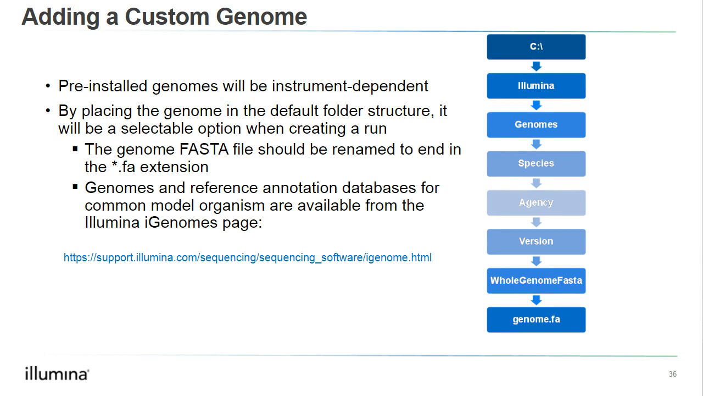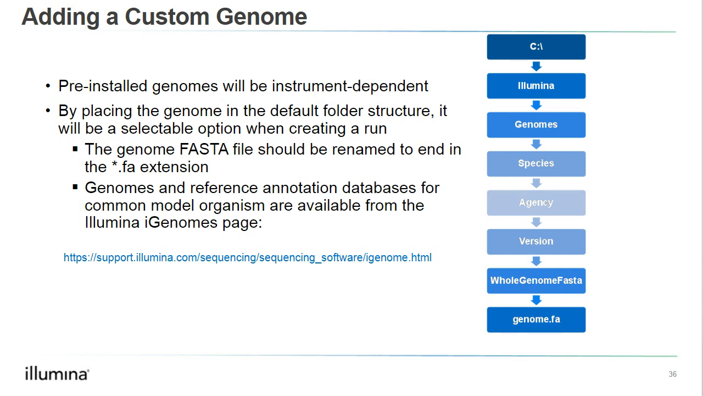So within the Local Run Manager settings, you have a genome repository path. By default, that is C Illumina genomes, but you can change that path to another drive, which is useful if you are using an off-instrument installation and need room on another drive for that data.